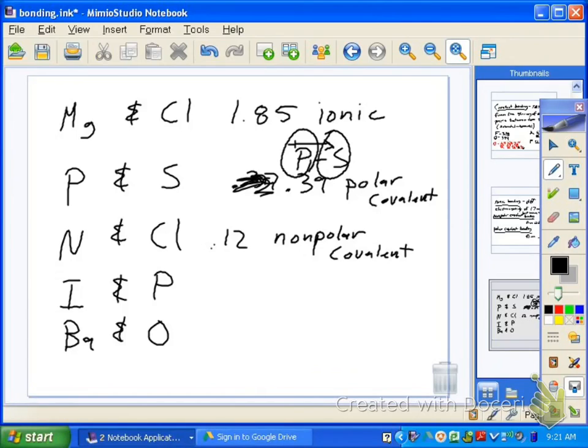Alexis, what did you get for I and P? 0.47, polar. Still probably not very polar, but it's in that category where it's kind of like having a weak magnet. So if something's a weak magnet, the opposite sides are not much difference in polarity.